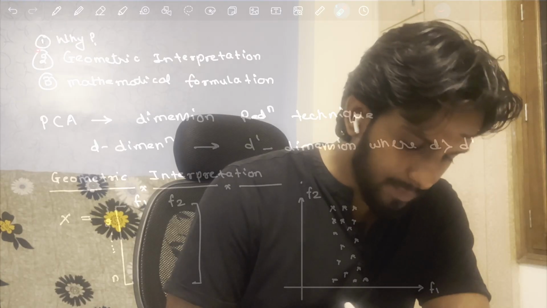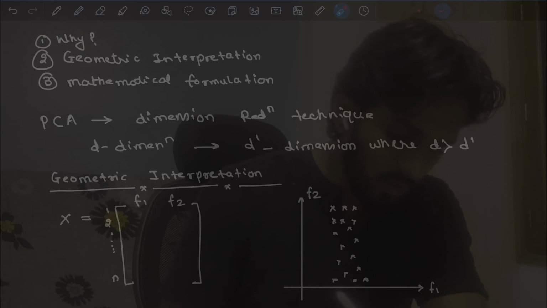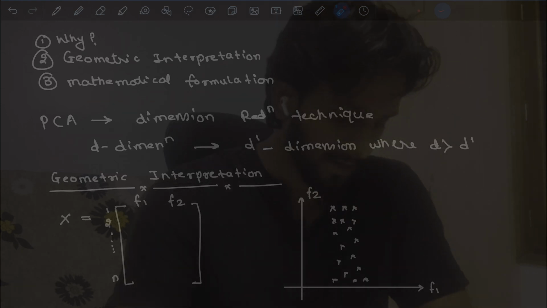Hello all. In the video series of PCA, this is our second video and I will cover the objective function for principal component analysis in this video. So mainly I will cover these topics: why we need the principal component analysis, what is the geometric interpretation of the principal component analysis, and what is a mathematical formulation for principal component analysis, right?